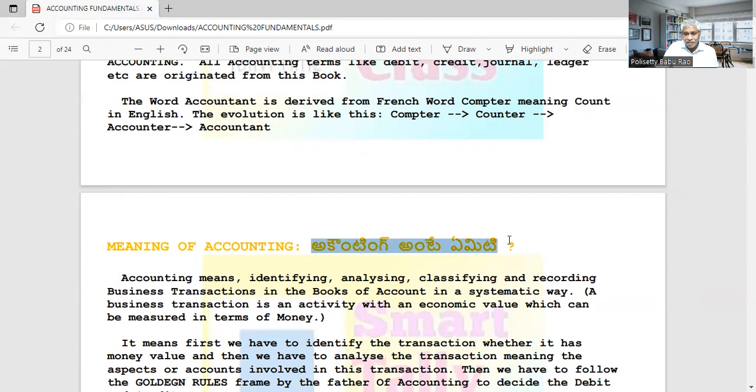But in such a case, why are you especially learning accounting, when that is very simple accounting? To record these transactions, we have to make the accounting in a systematic way. That is why we are learning accounting. So now I will come to what is the meaning of accounting.